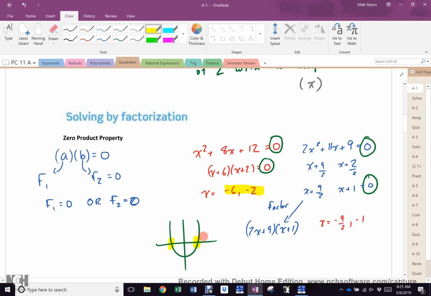Does everybody understand that? So, for that first one in red, if I were graphing this, it would be over here somewhere. Because negative 6 and negative 2. Right? If I were graphing this guy, which I wrote in blue, negative 4.5, negative 1. It would be somewhere over there. Everybody with me? I'm going to teach you how to do that.